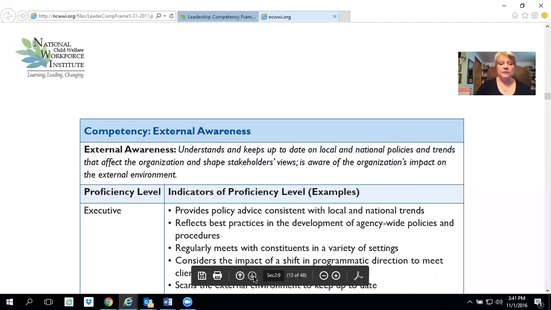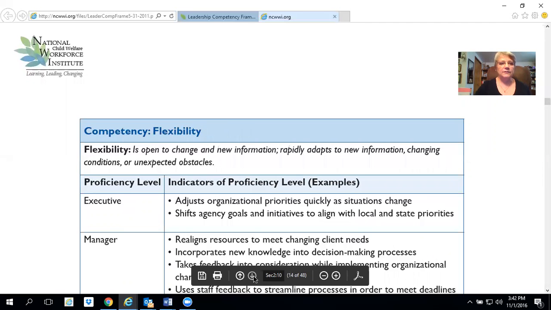Another one is external awareness. So if you happen to work on a project that helped you understand and keep up to date on local and national policies and trends that affect the child welfare organization that you were working with, or shape the views of stakeholders, ourselves, birth families, foster care workers, adoption workers, management, lawyers, legislators, for example. If your project helped you with your external awareness, this would be a competency you developed.